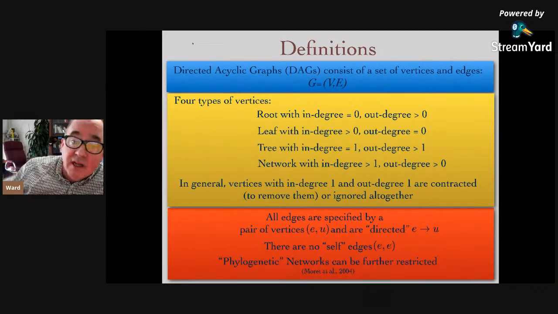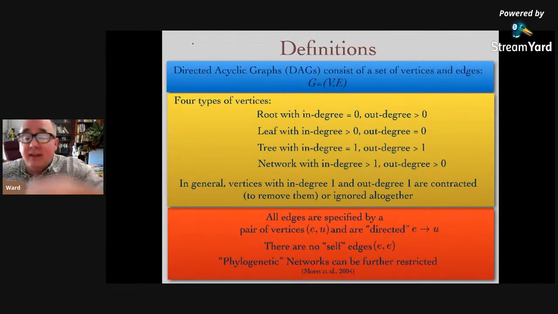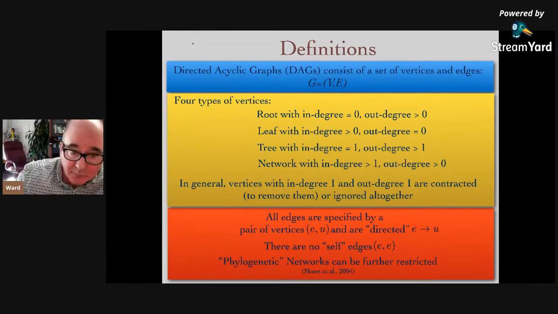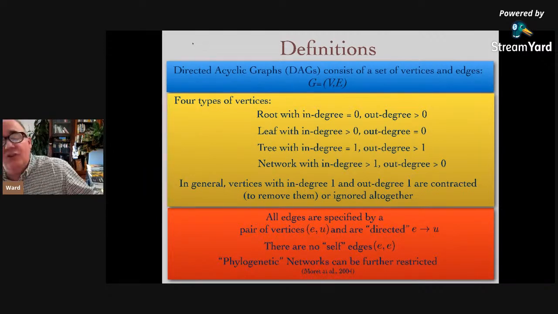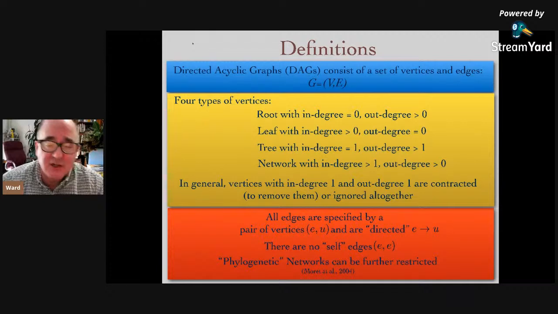You can have a root that has in degree, in other words, the number of branches coming in. There are no branches coming into the root, so it has in degree 0, and it has some things going out, usually 2, but you can have it going out to 1 or more, and that's out degree greater than 0. You have a leaf or a terminal taxon with in degree greater than 0. It could be usually 1 in most phylogenetic graphs, but you could have hybridizations or something like that, and an out degree 0, so the terminal, nothing comes out of them.